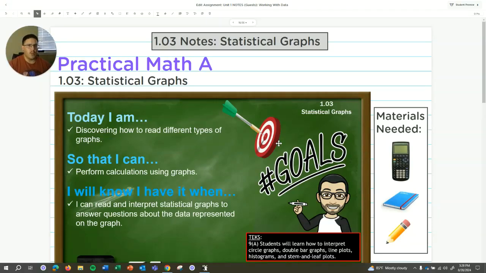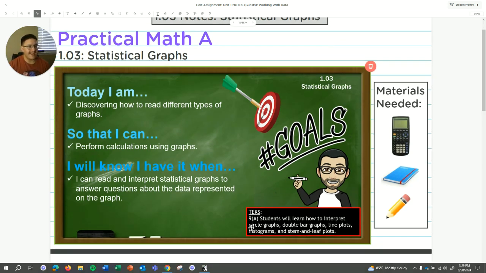This is section 1.03 from Unit 1, Statistical Graphs. Today you are the student, discovering how to read different types of graphs so that you can perform calculations using graphs. You will know you have it when you can read and interpret statistical graphs to answer questions about the data represented on the graph. The specific TEKS we're looking at for today is 9A.